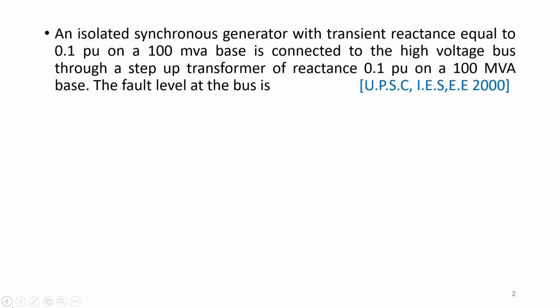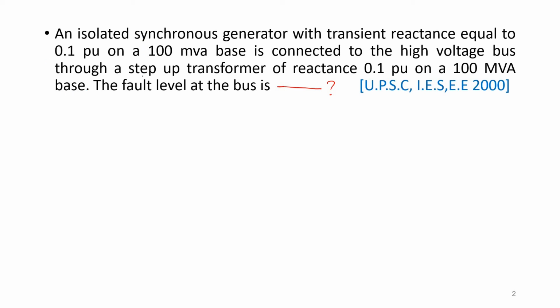First problem: an isolated synchronous generator with a transient reactance of 0.1 per unit on a 100 MVA base is connected to the high voltage bus through a step-up transformer of reactance 0.1 per unit on a 100 MVA base. The fault level at the bus is... So we have to find out the fault level at the bus. Let us see how to calculate this.